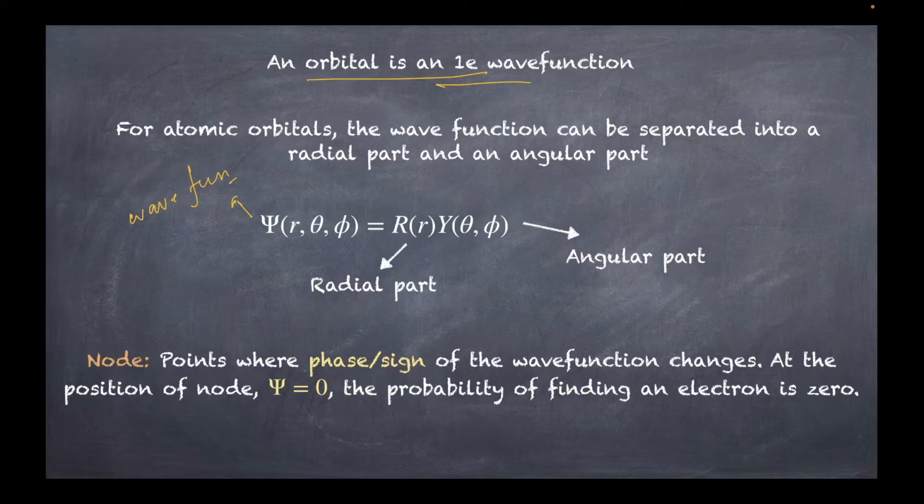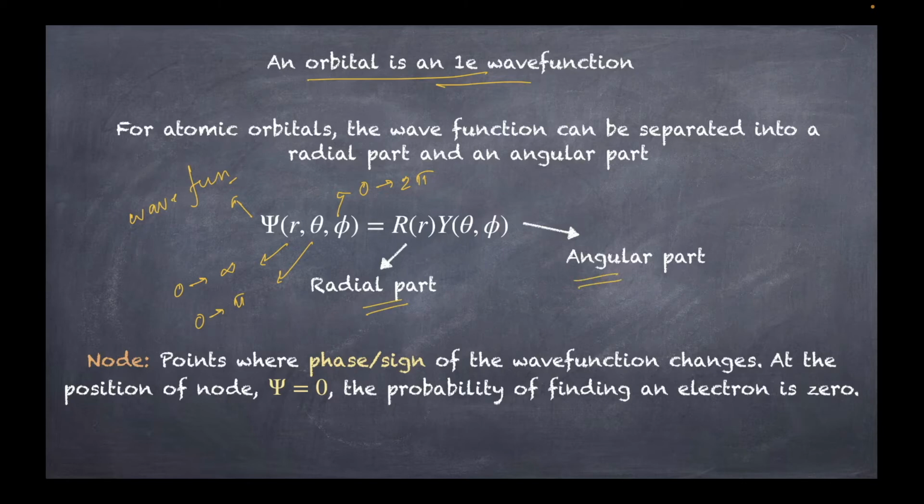Now in three-dimensional polar coordinates, this psi is a function of r, theta and phi. r varies from 0 to infinity, theta varies from 0 to pi, and phi varies from 0 to 2 pi. Now this psi can be separated into a radial part and an angular part. Here capital R as a function of r is the radial part, and capital Y as a function of theta and phi is the angular part.